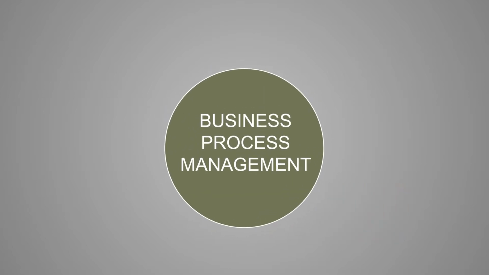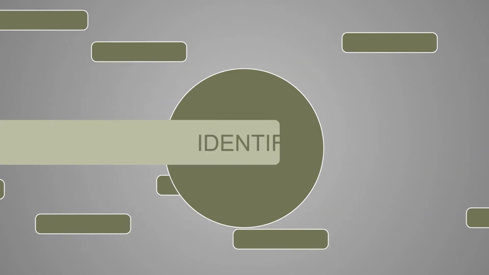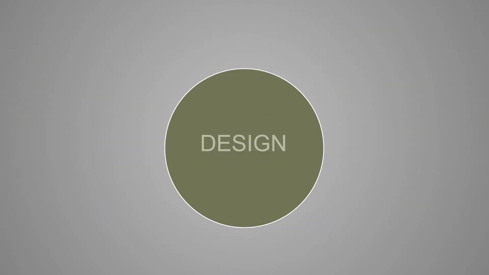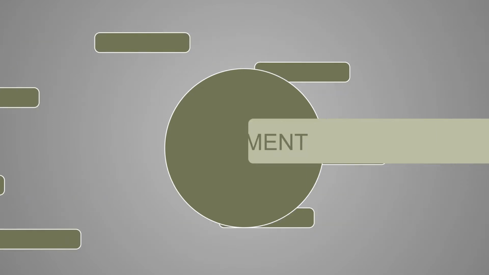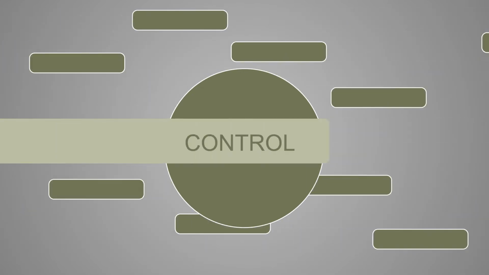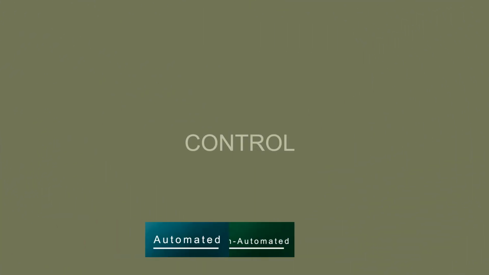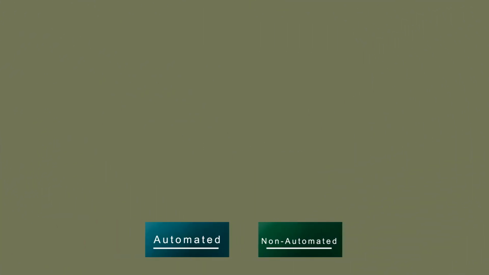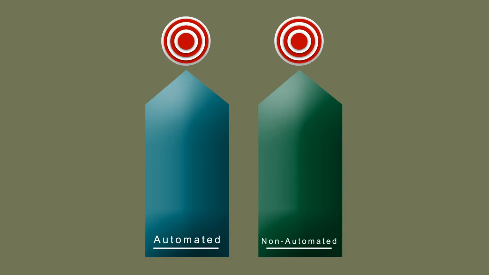Business process management is a disciplined approach to identify, design, execute, document, measure, monitor, and control both automated and non-automated business processes to achieve consistent targeted results aligned with the institution's strategic goals.